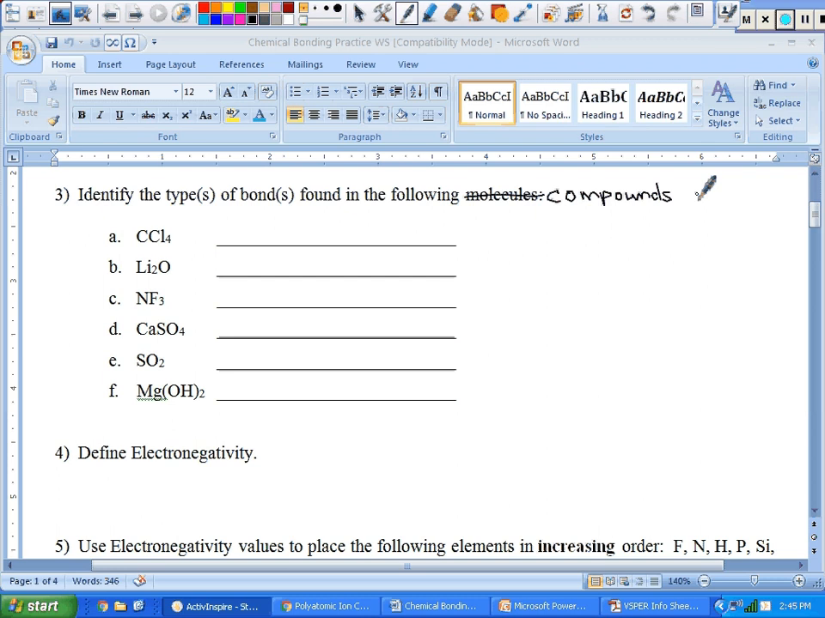So, the easiest way to do this is to split the different things that are present. I've got chlorine and carbon bonded together, right? Here's my first question. Is carbon a metal or a nonmetal? It is a nonmetal. Is chlorine a metal or a nonmetal? A nonmetal. So, what type of bond would that create? It's going to be covalent. Very good. When you have a nonmetal and a nonmetal, it's covalent.